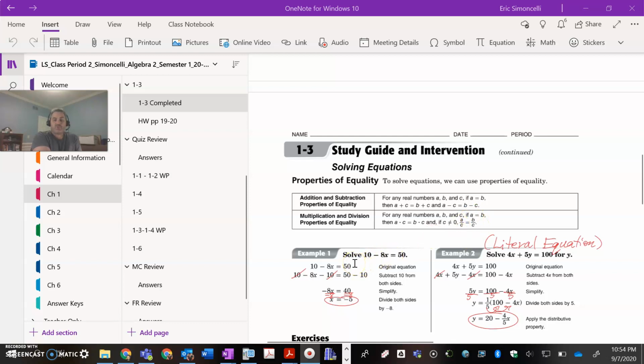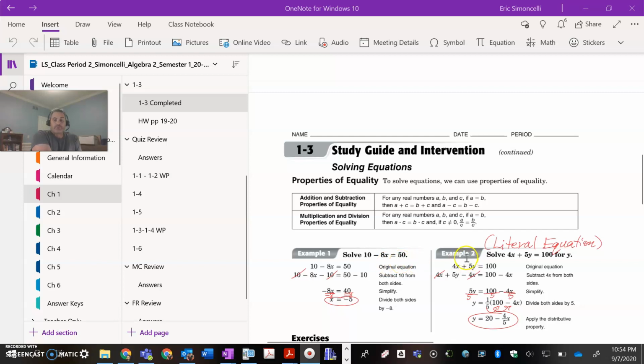Example 1. So basic balancing. Solve 10 minus 8x equals 50. So the first step, the original equation as you see, but go ahead and see that subtracting 10 from both sides. On the left it cancels, but on the right simply 50 minus 10, of course 40. Dividing then by negative 8 to get the variable by itself, and therefore x equals negative 5. You could actually plug this into the original problem and it will in fact equal 50.